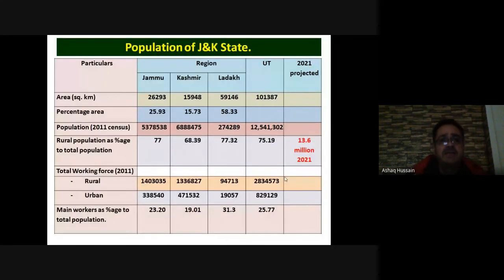With regard to the population, we have a total population of around 1 crore and 25 lakh, which has risen to a projected population of around 1 crore and 36 lakh.